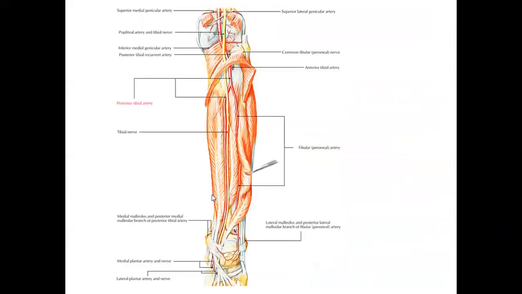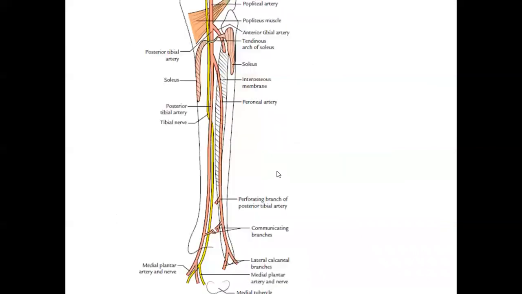Okay, so posterior tibial pulse can be felt against the calcaneum about 2 centimeters below and behind the medial malleolus. Since the posterior tibial artery lies deep to the flexor retinaculum, it is important that you ask the patient to invert his foot to relax the flexor retinaculum. Okay, so this finishes your posterior tibial artery.